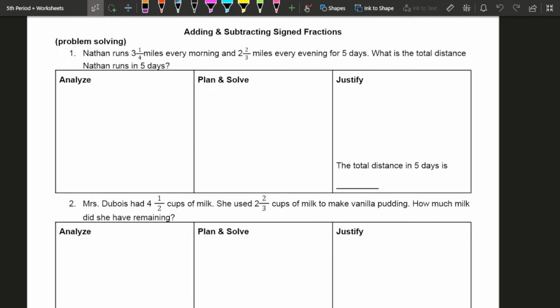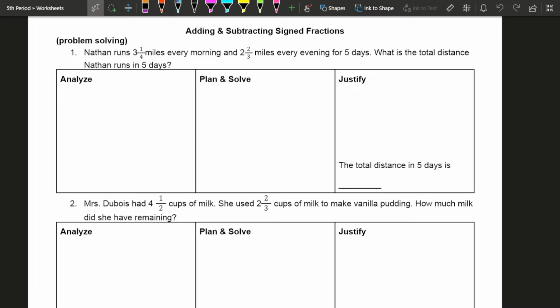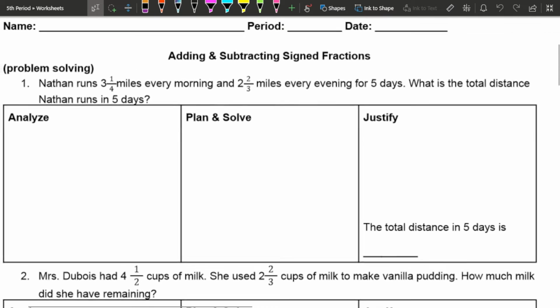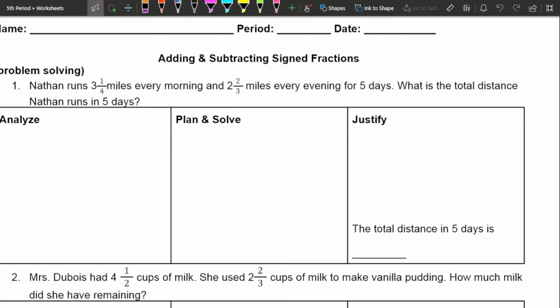And today, we're going to be adding and subtracting signed fractions. By signed fractions, we mean positives and negatives, okay? So, in this, I'm only going to be working on this problem right here, the first, number 1. And it says, Nathan runs 3 1/4 miles every morning and 2 2/3 miles every evening for 5 days. What is the total distance Nathan runs in 5 days? So like the title says right here, we're either going to be adding or subtracting. However, this one is going to be kind of like two steps.